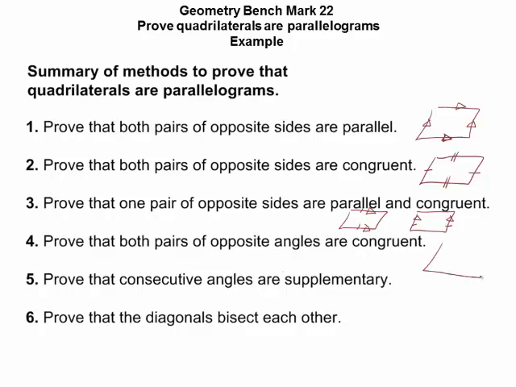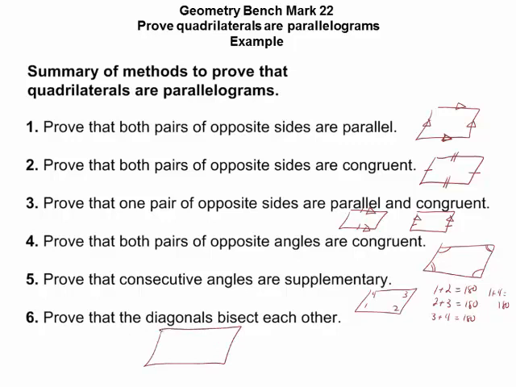You'd have to prove that the opposite angles were congruent. Or you'd have to prove that consecutive angles added up to 180. So 1 plus 2 would be 180, 2 plus 3 would be 180, 3 plus 4 would be 180, and 1 plus 4 would be 180. Or you'd have to show that the diagonals bisect each other. So you'd have to show this length was the same as this one, and this length is the same as that one. So you have to have one of these 6 things to say, yes, this is a parallelogram.